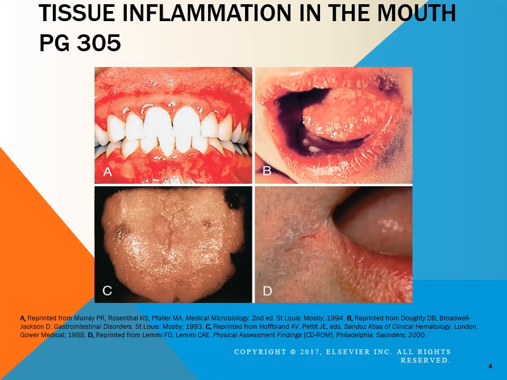So here we're looking at tissue inflammation in the mouth. So picture A, top left corner, we have gingivitis, inflammation of the gums. Picture B, we have stomatitis, which is inflammation inside the mouth. Picture C, bottom left, we have glossitis. This is inflammation of the tongue. And lastly, picture D in the bottom right, this is cheilosis, which is cracks in the corners of the mouth, and it can be on one side or both. So these are all different types of tissue inflammation. We're just seeing here some pictures covering a few of those.